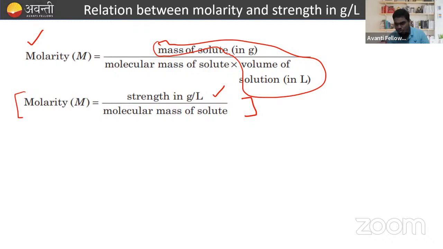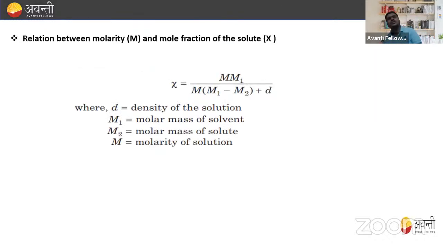Any doubt? No? Now, the next important relationship is the relation between the molarity and the mole fraction of the solute. This is also very important. How will you relate molarity, which is temperature dependent, and mole fraction, which is temperature independent, to each other? So their relation comes out to be M1 divided by M into M1 minus M2 plus d. What is M1, M2 and d here? d is the density of the solution.